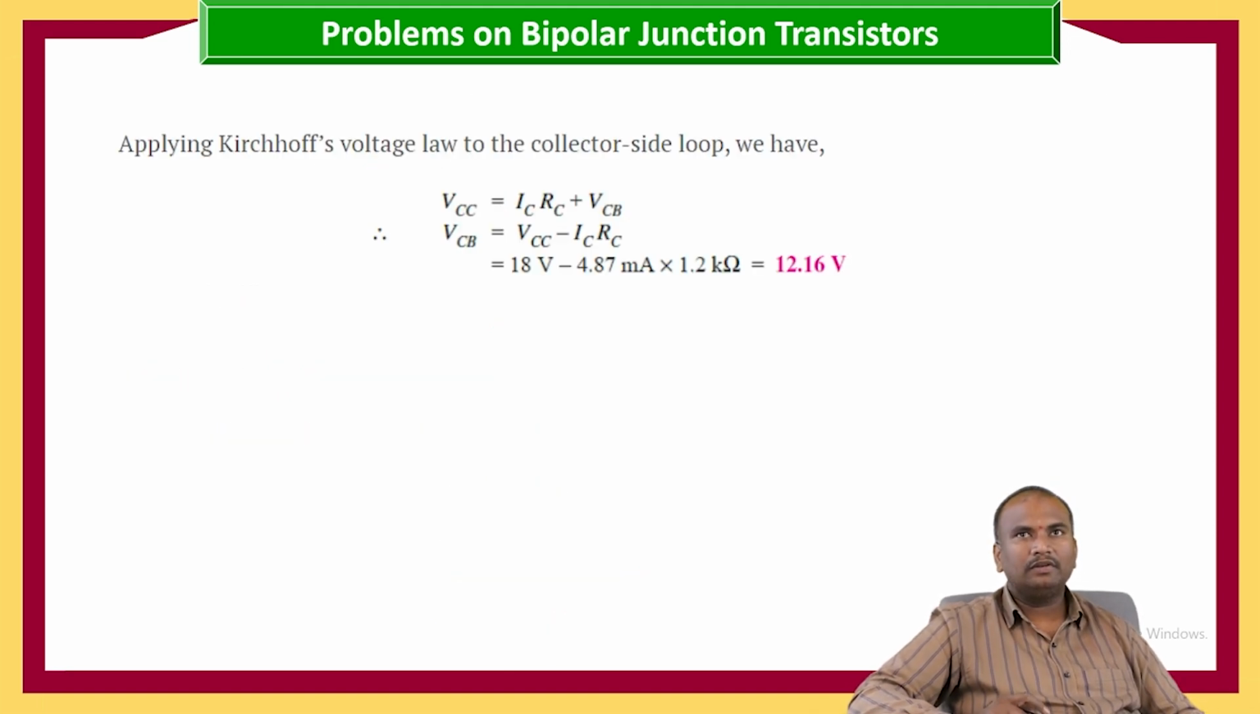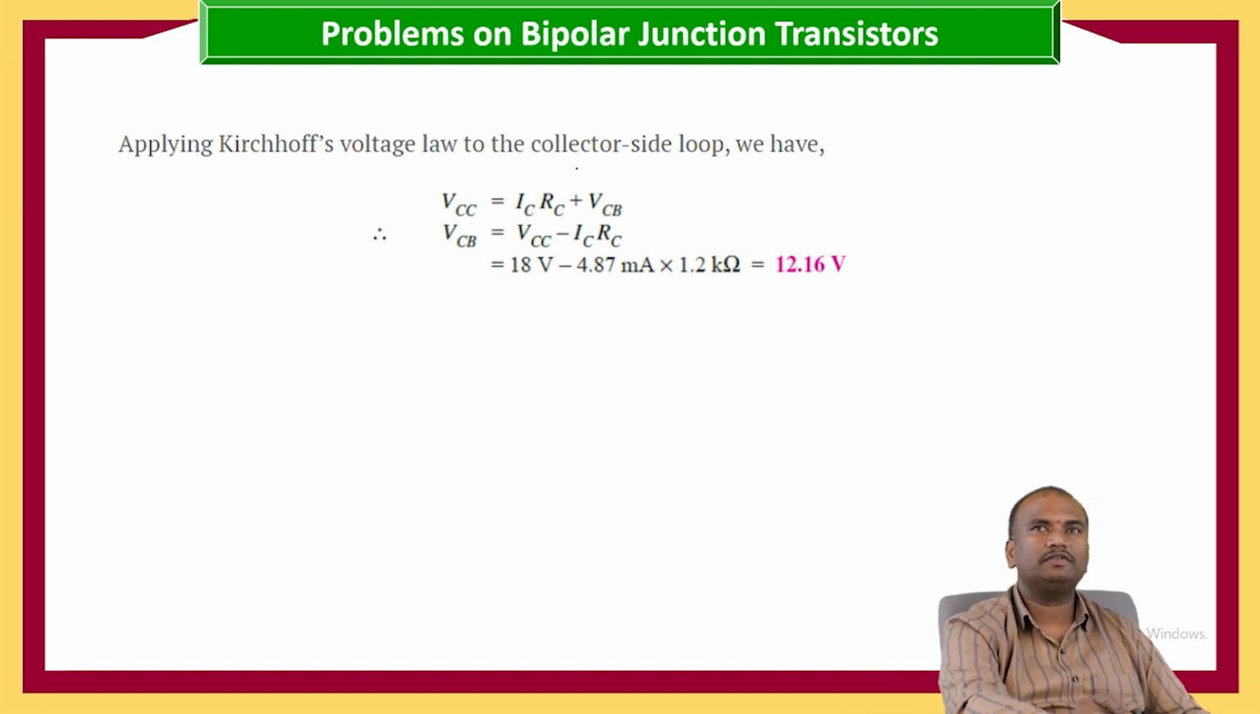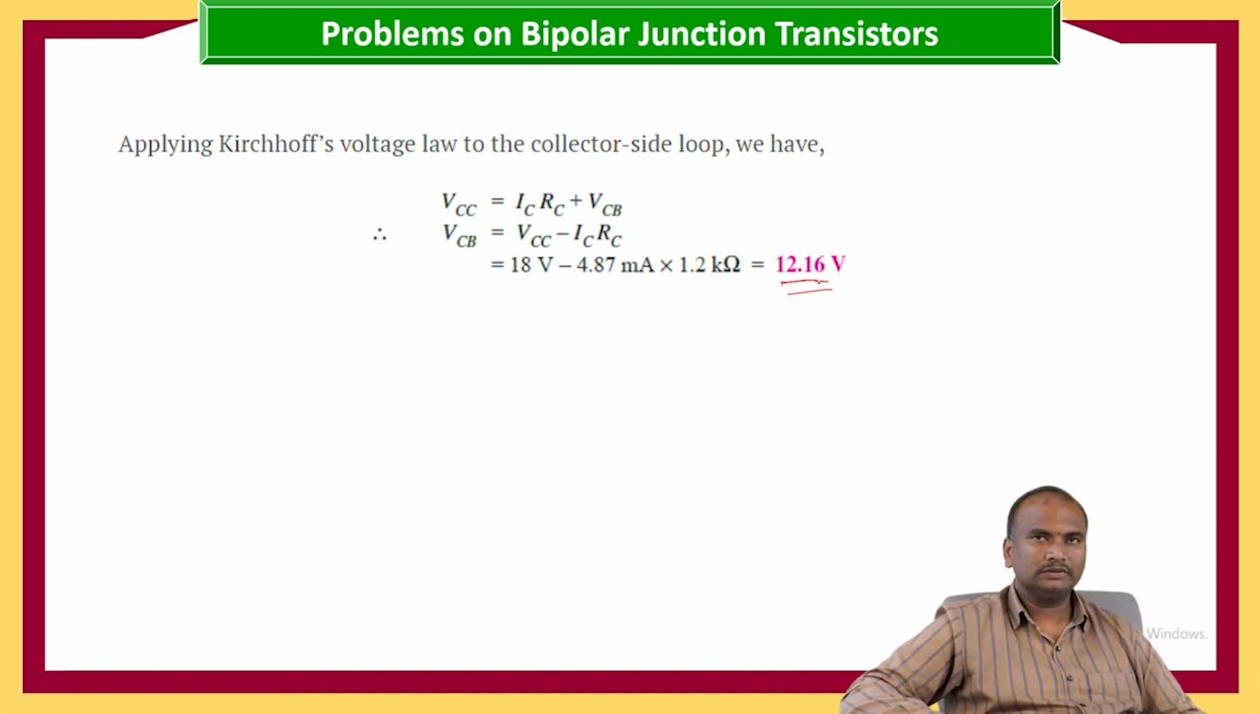And now in order to calculate the VCB, if we apply Kirchhoff's law to the collector side loop, we will have VCC is equal to IC into RC plus VCB, where VCB is equal to VCC minus IC into RC, that is 18 minus 4.87 milliamperes into 1.2 kilo ohms, that is equal to 12.16 volts.